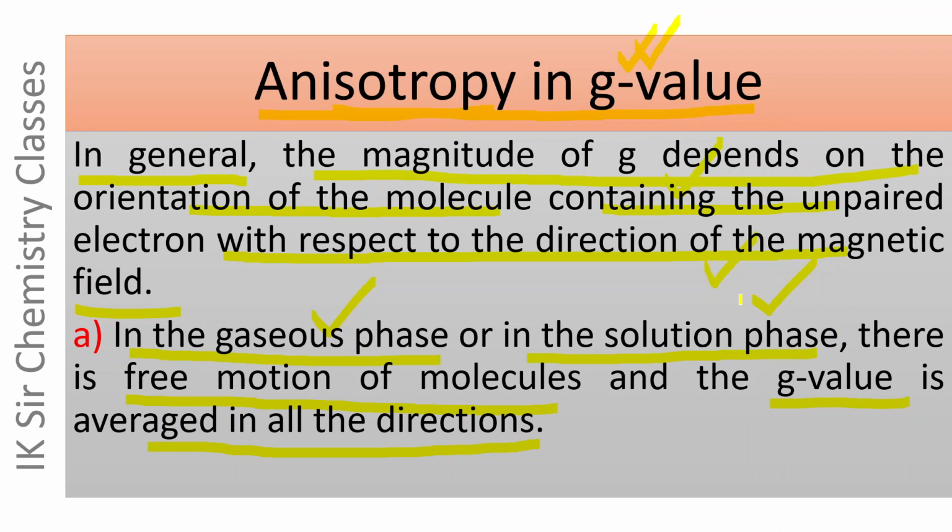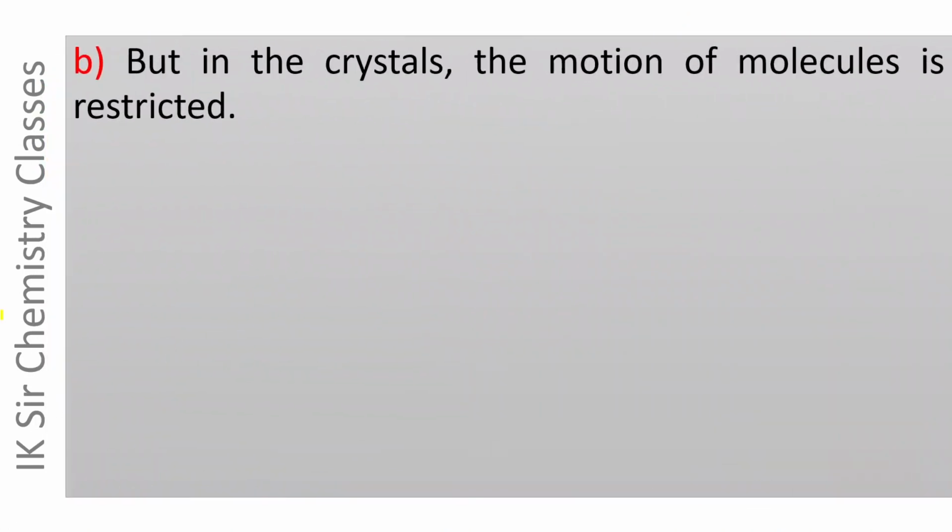There is no certain orientation of molecule with respect to the applied magnetic field, and therefore the g value is averaged in all the directions. The average value of g is taken. But in crystals, the motion of molecule is restricted. In a crystal, the molecules cannot perform translational or rotational motion. They can only vibrate about the mean position.